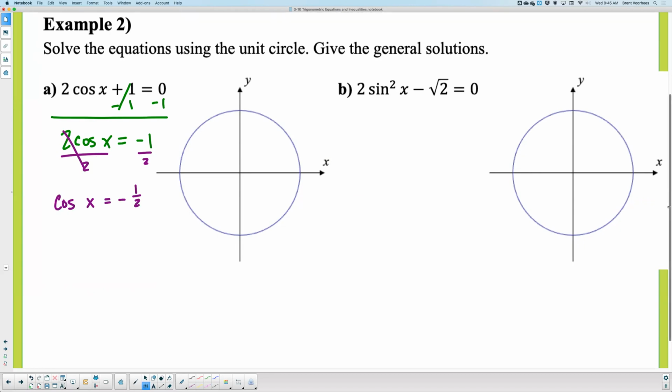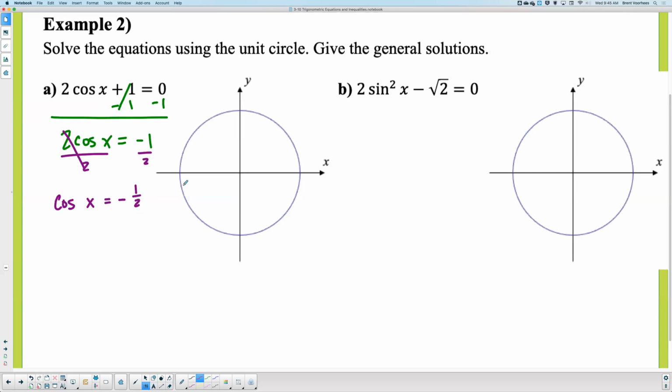That's right. Actually, I'm going to pause for a second. We're going to do the inverse of cosine. What I should do here is, cosine is going to be -1/2. That's telling me where my answers will be on this unit circle. If our cosine is negative, that means the x will be negative.